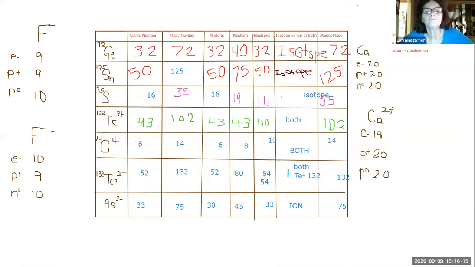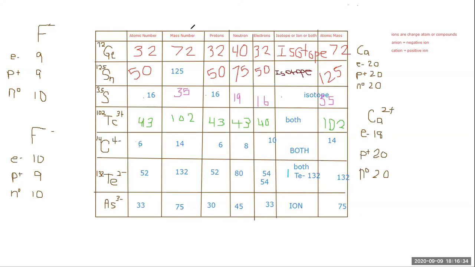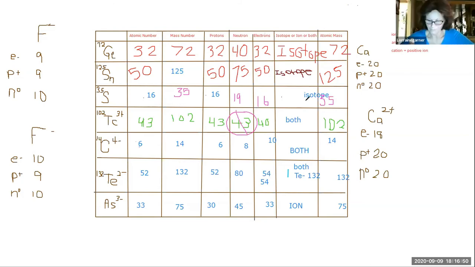Okay, technetium. Atomic number is 43, mass number 102, number of protons 40, oh, I see a mistake. Electrons is 40, I mean. Electrons is 40, that is correct. Number of neutrons is 59? Yeah. Okay, so let's put in 59.